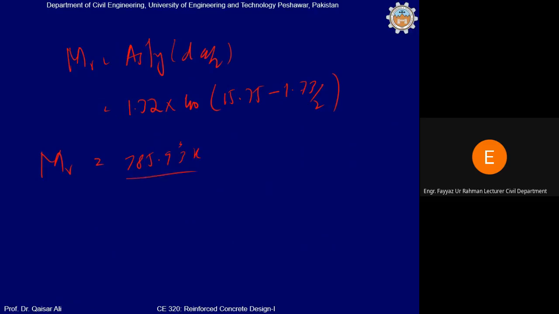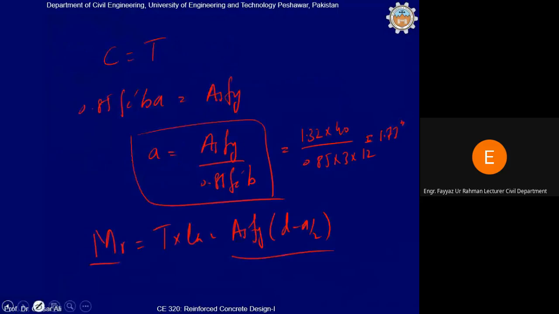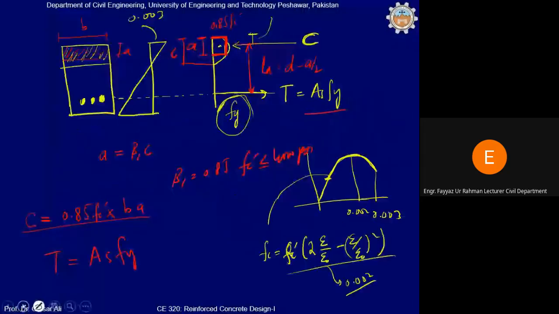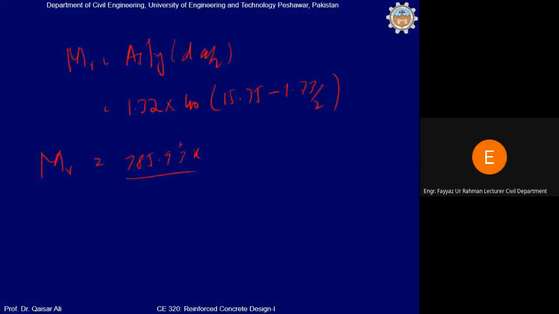Now you can see that this capacity is more than the capacity corresponding to stage 2, which is 387. It is greater than 266. Clear? Yes, sir. To be quite logical.